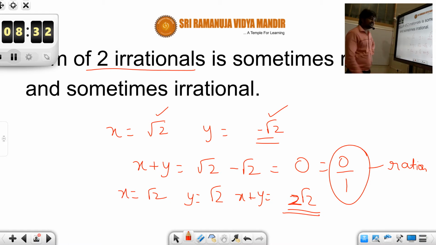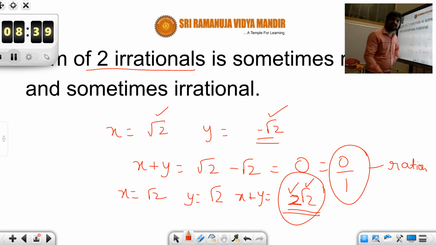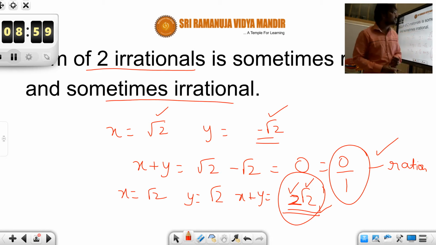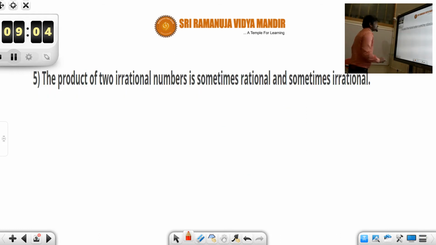But 2 root 2, is it rational or irrational? 2 is a rational number, root 2 is an irrational. The product of a rational and an irrational is always irrational, as we have seen earlier. So hence we can conclude that depending on the numbers, it could be either rational or irrational. So the sum of two irrationals is sometimes rational and sometimes irrational. It depends on the numbers we choose. Okay students, hope this is clear. So let's look at the next one.